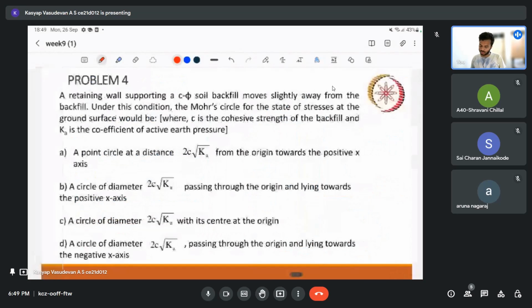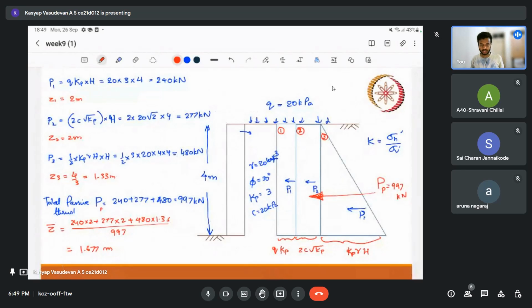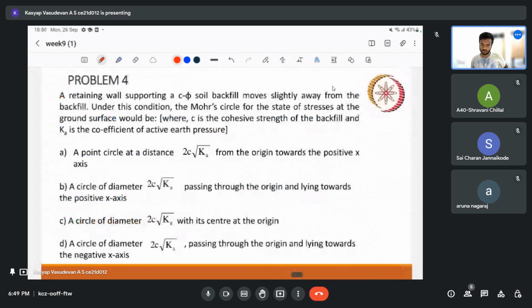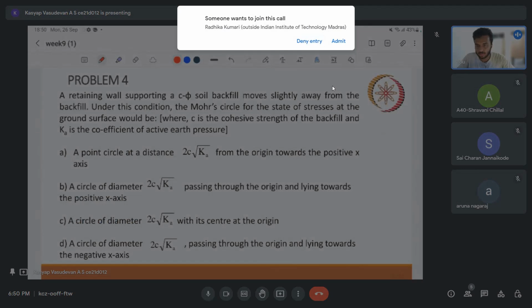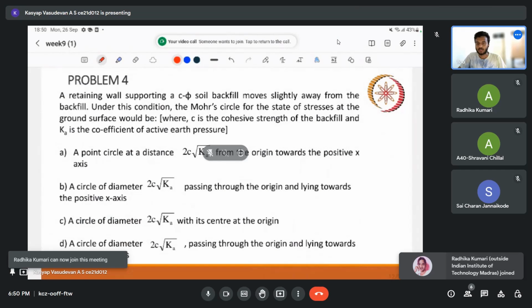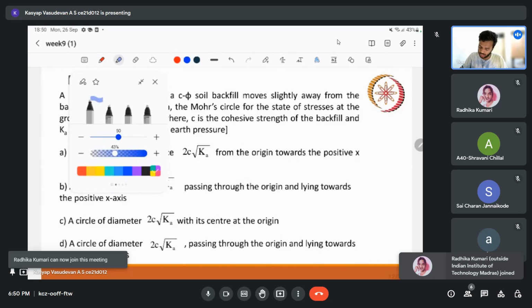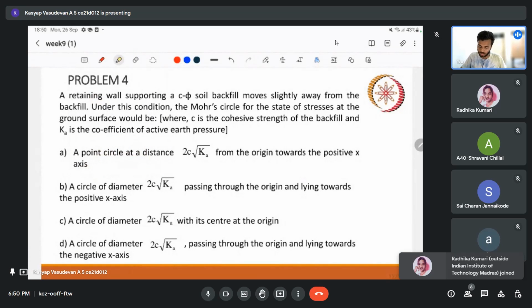Now let us solve a few problems to wind up. Before we wind up, let us solve a few small problems. So here we have an MCQ problem. We have a retaining wall, and we have a c-phi soil, and the wall moves slightly away from the backfill. So when I say away from the backfill, we know that is the active case. So under this condition, we are supposed to plot the Mohr circle for the state of stresses at the ground surface.